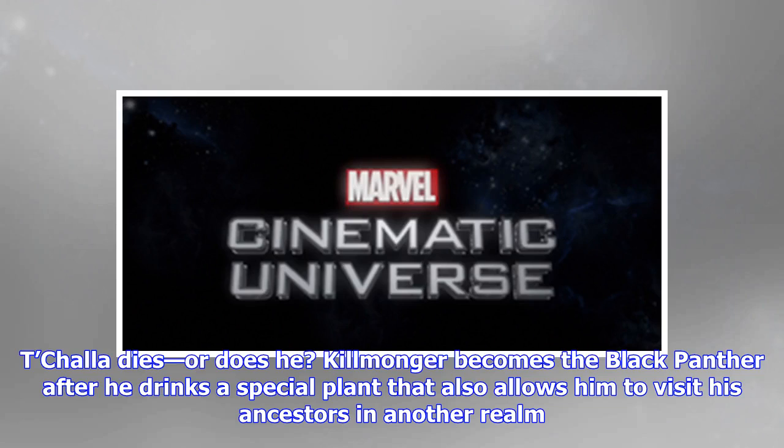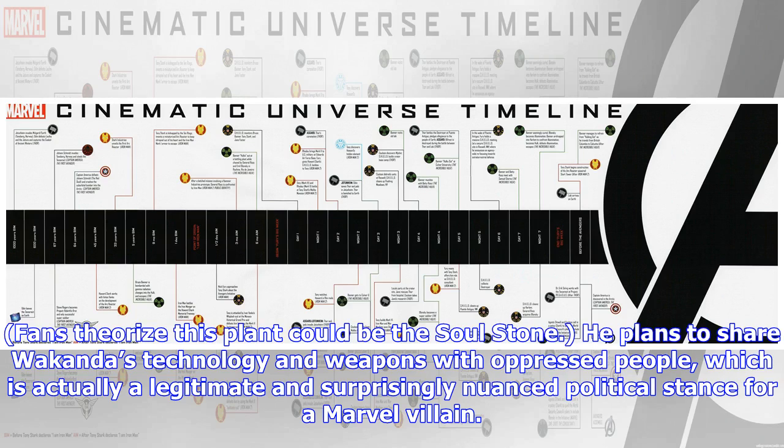Killmonger becomes the Black Panther after he drinks a special plant that also allows him to visit his ancestors in another realm. Fans theorize this plant could be the Soul Stone. He plans to share Wakanda's technology and weapons with oppressed people, which is actually a legitimate and surprisingly nuanced political stance for a Marvel villain.